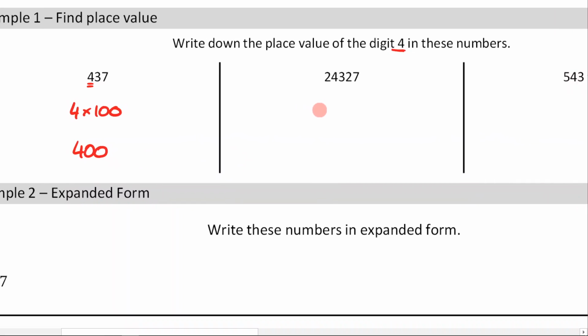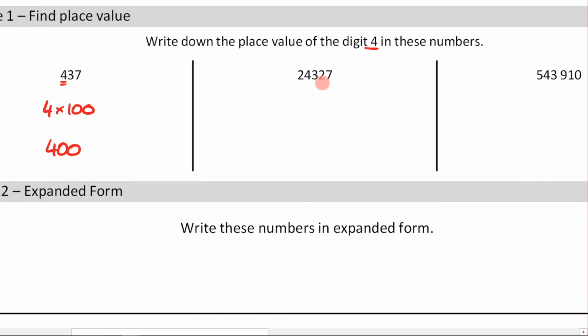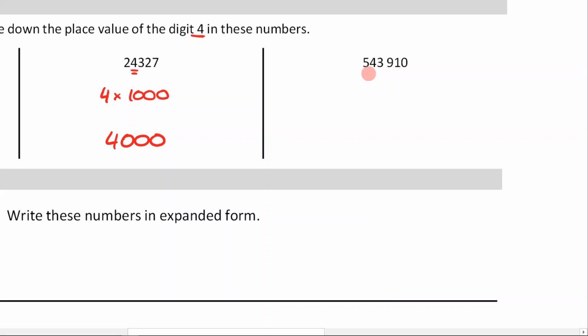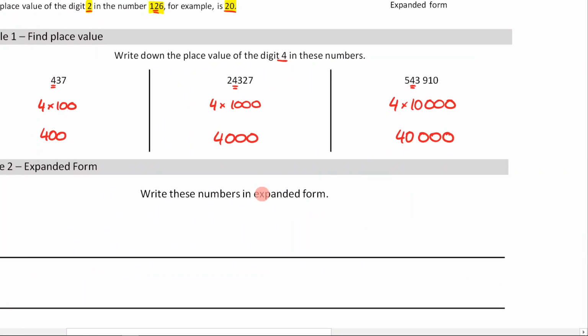We then look at the next one here, which is 24,327. Well, this 4 here is in the thousands column, so it's going to be 4 times 1,000. And that's equal to 4,000. And then finally here, we have 543,910. So we've got this 4 here, which is in the 10,000 column. So it's going to be 4 times 10,000, which is going to be 40,000. So those are our answers there.